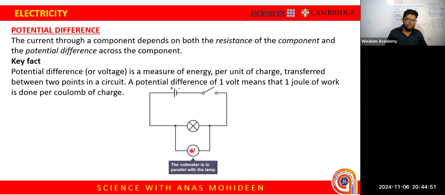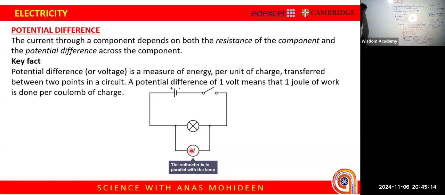So the positive terminal is said to be the high potential, and the negative terminal is said to be the lower potential. Always remember, only from high potential to lower potential does the current pass. So high potential to low potential, current passes. You see here, same as the diagram.